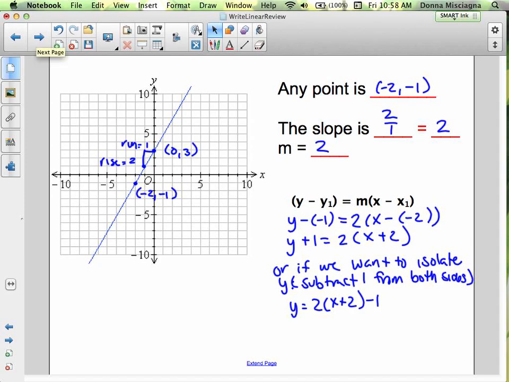Okay? So point-slope is great because it doesn't matter whether or not you can identify the y-intercept. You can use any point at all.